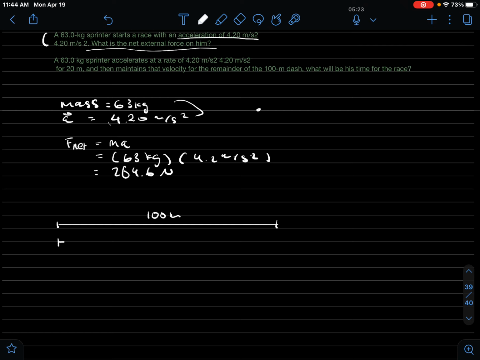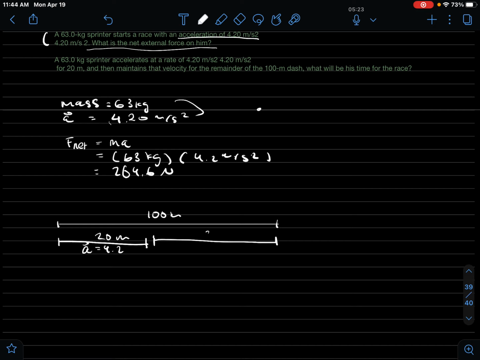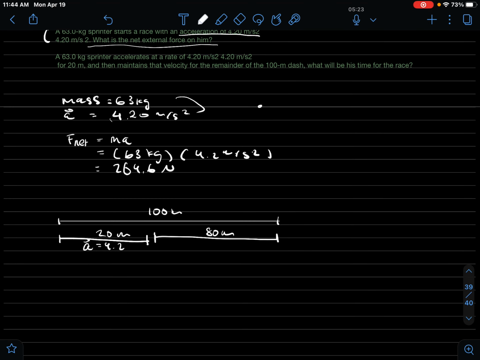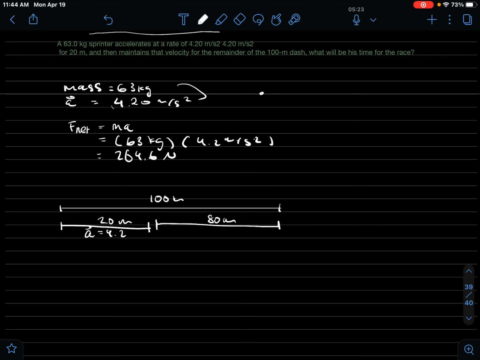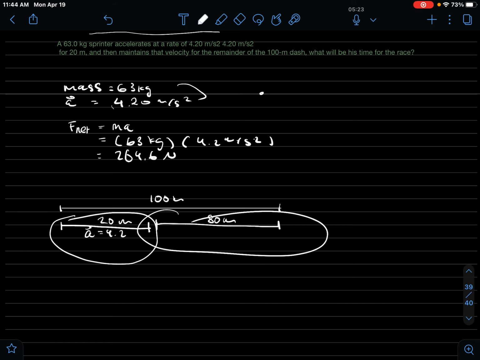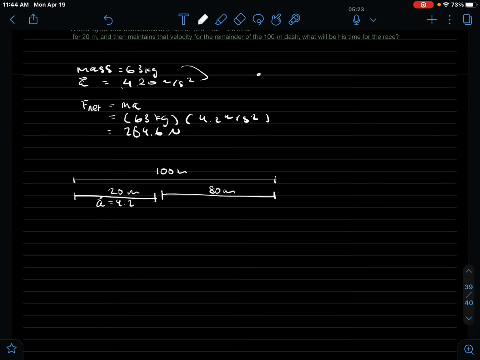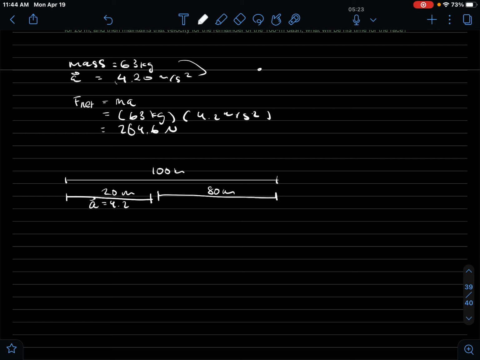For the first 20 meters, his acceleration is 4.2, and for the remaining 80 meters, we have to find his final velocity. So treat this as two different kinematics problems. We're going to work with this part first. There are two parts in total. So, one, write out everything you know.